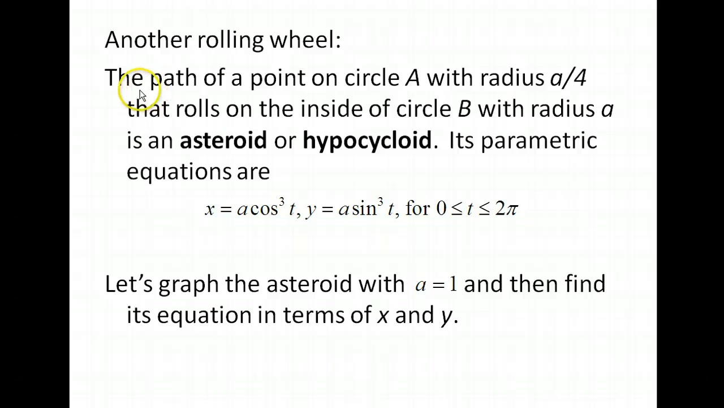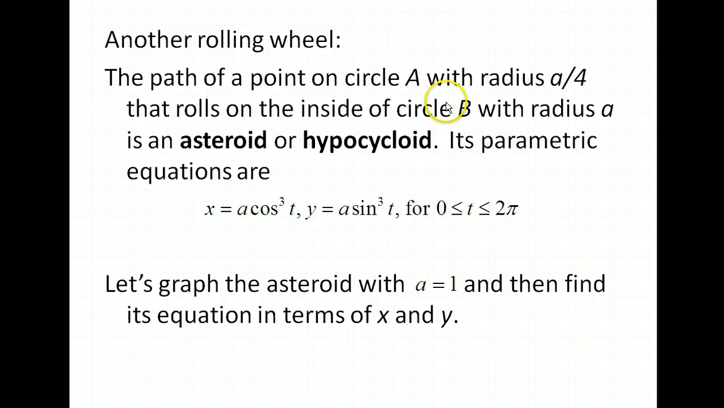So here's the definition of what's called an asteroid. The path of a point on a circle A, we'll call it circle A, with radius little a over 4, right? So that's the radius of circle big A. So the path of a point on this circle that rolls on the inside of a circle big B with radius a is called an asteroid or hypocycloid. Its parametric equations are given by the following. We have x equals a cosine cubed t, y equals a sine cubed t for t on the interval 0 to 2 pi.